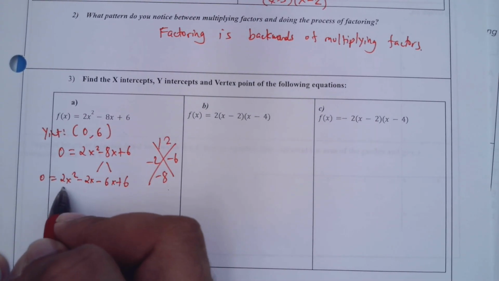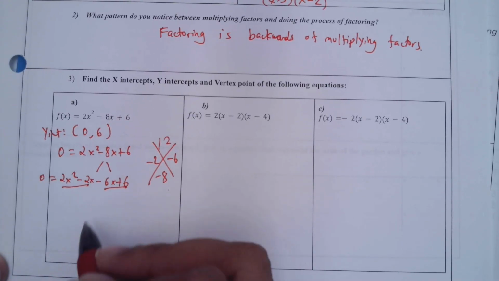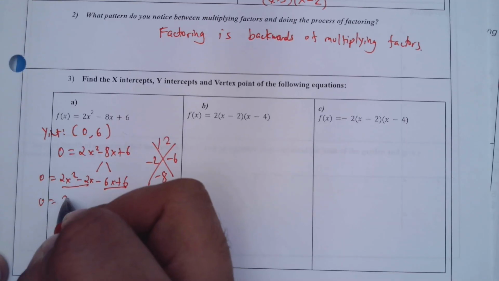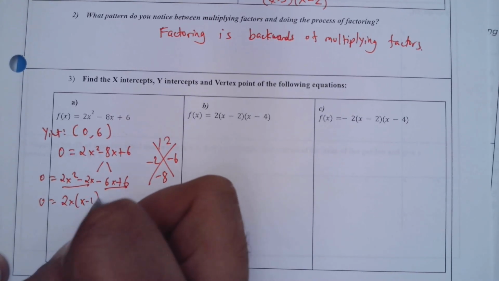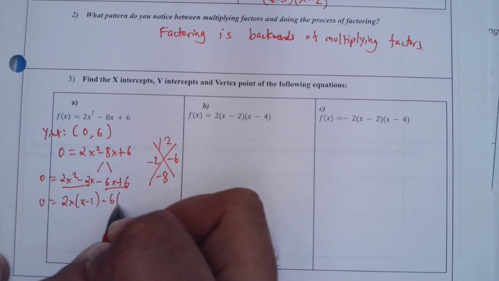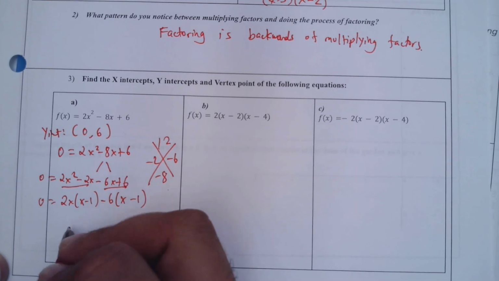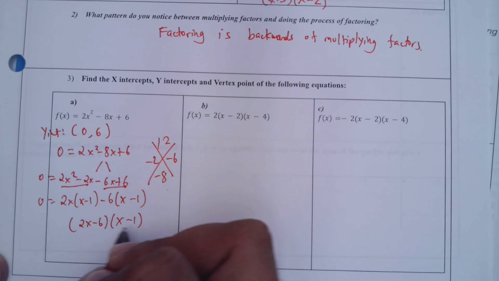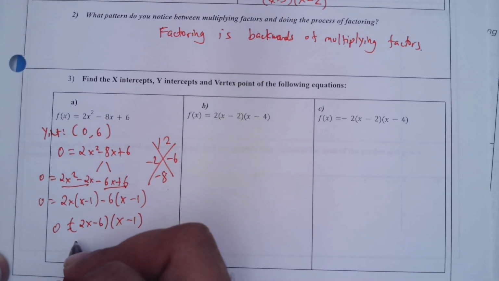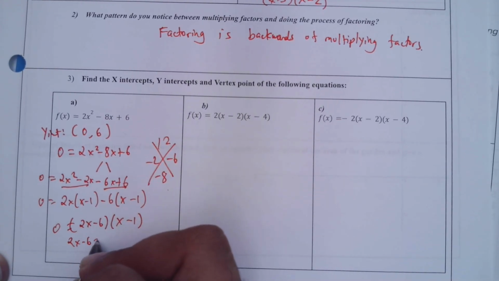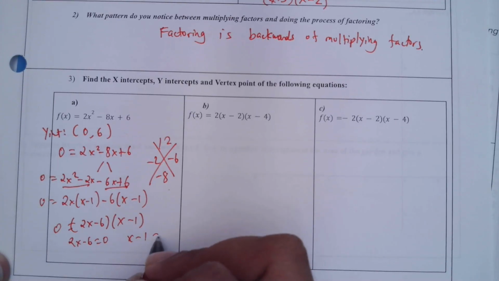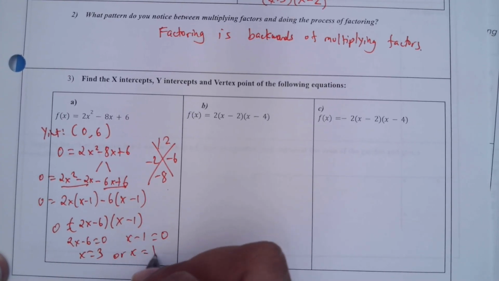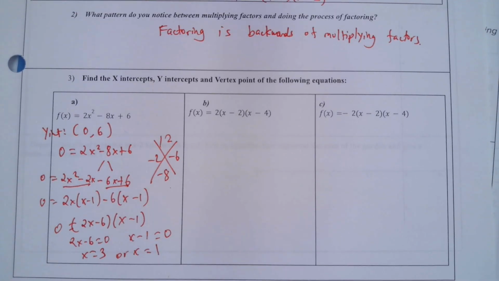Right? This 2x squared and this 2x, what do they have in common? These two have a 2x in common, you're left with x minus 1. These two have negative 6 in common, you're left with x minus 1 as well. So, your factors are 2x minus 6 and x minus 1 equals 0. Set them equal to 0, you get 2x minus 6 equals 0, x minus 1 equals 0, so x equals 3 or x equals 1. Those are your x-intercepts, right?